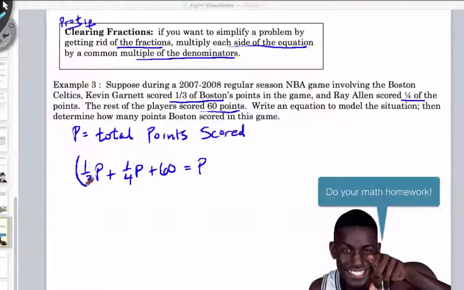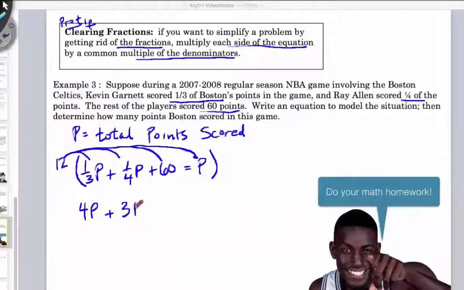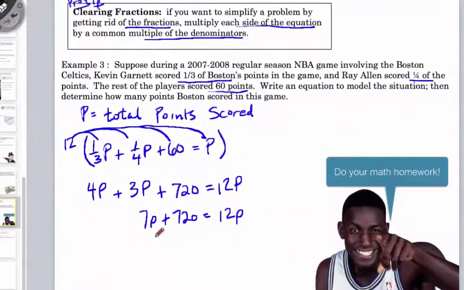So here's my equation, but it has fractions in it. That's kind of messy. So we're going to take a look at a way to clear that, and we're going to multiply through by 12 because it is a common multiple of 3 and 4. When I do that, I'll end up with 1/3 times 12, which results in 4p, 1/4 times 12, which results in 3p, 12 times 60, which results in 720, and then finally 12 times p, which is just 12p. Now I have a nice equation which I can combine like terms and solve for the value of p.